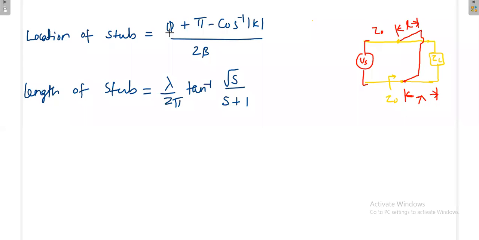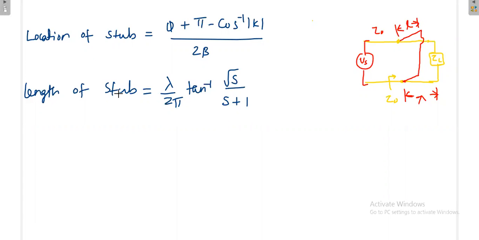The angle phi can be calculated from K, the reflection coefficient. This is the angle made by the reflection coefficient, this is the reflection coefficient magnitude, and this is beta. Once you fix your frequency, then beta is fixed, because beta is equal to 2 pi by lambda. Once you fix the operating frequency, you can fix the wavelength, then beta is fixed. So finally the location of the stub depends on the reflection coefficient, mainly K.